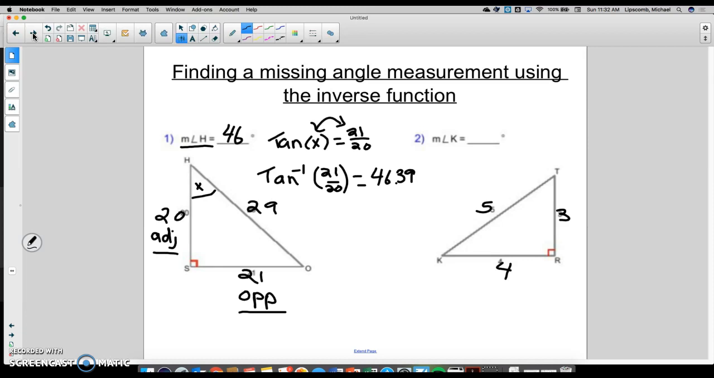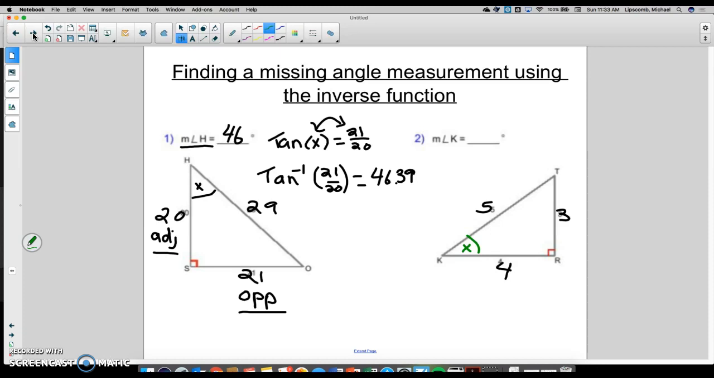Now, given the information that we have in number one, I'm going to show you a little bit of a different approach here for number two. So once again, we have all three of our side lengths, and we're going to be finding the measurement of angle K. I'm going to represent that by the variable of x. This time, since I have all three, I can use all three of my trigonometric functions to help solve for the measurement of this angle.